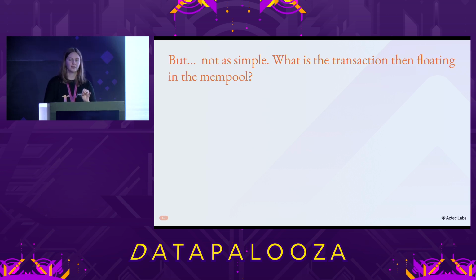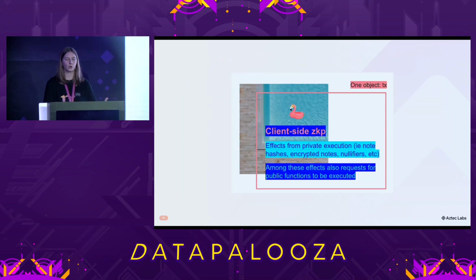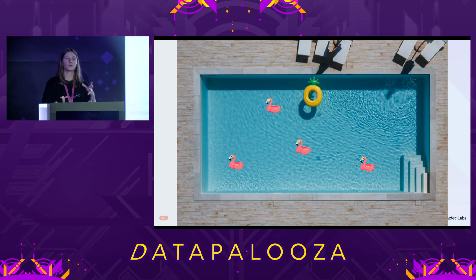What is the transaction floating in the mempool? These strawberry guys, I mean, what is the anatomy of the transaction? It looks like this. We have a client-side zero-knowledge proof, and we also have effects from private execution: emitted note hashes, encrypted notes, nullifiers, as well as requests for executing public functions. And there are many of them floating in the mempool.